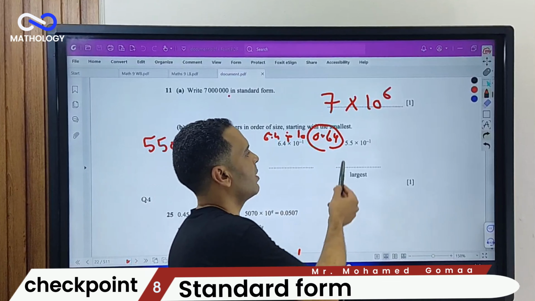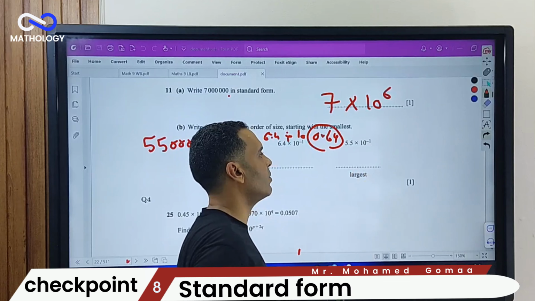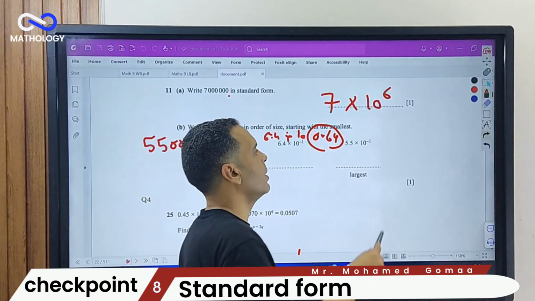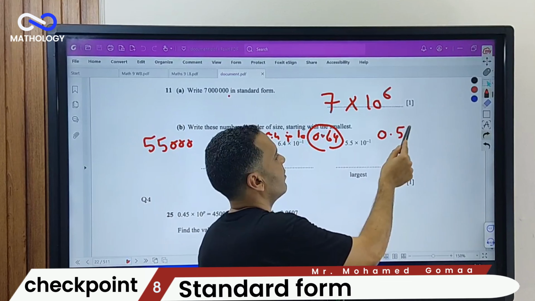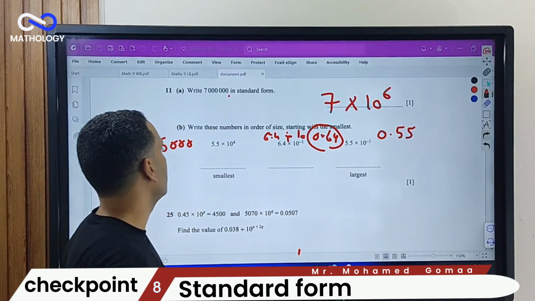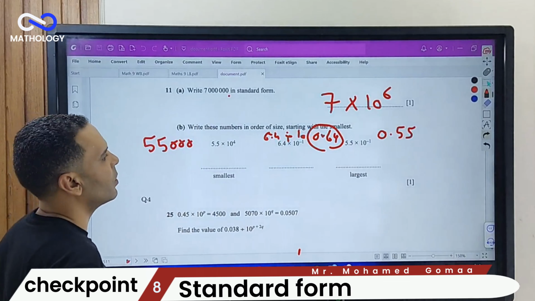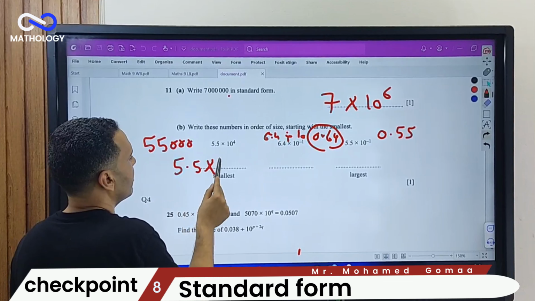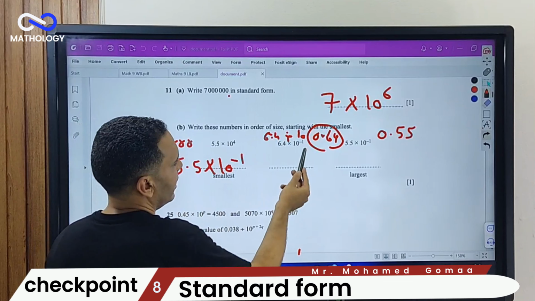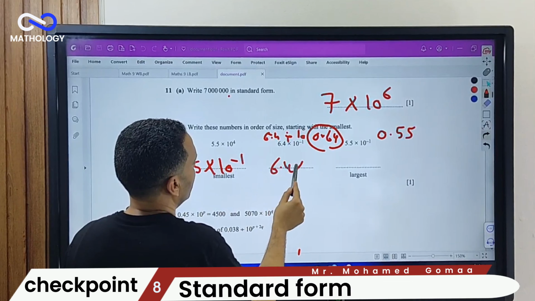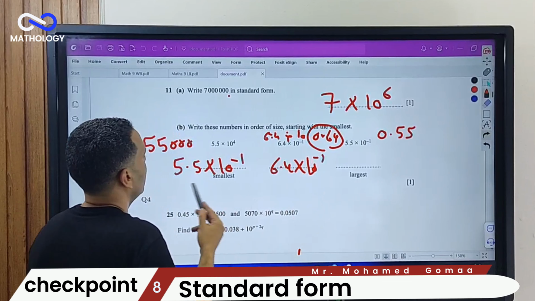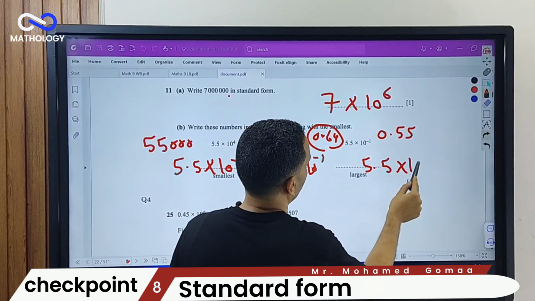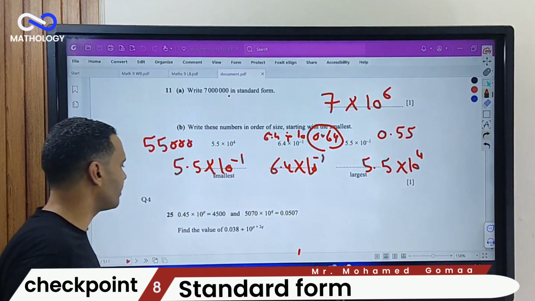The same, 5.5 multiply 10 power negative 1, it will be 5.5 divided by 10 to power 1. That means 0.55. Start from the smallest. This one is the smallest. Write 5.5 multiply 10 power negative 1. Then 6.4 multiplied by 10 power negative 1. Finally, write 5.5 multiplied by 10 power 4, like this.